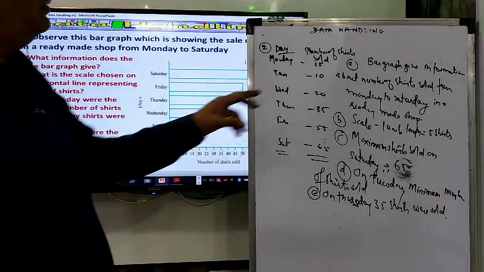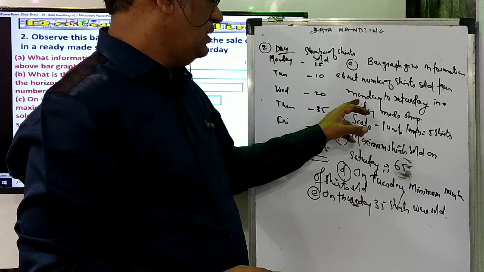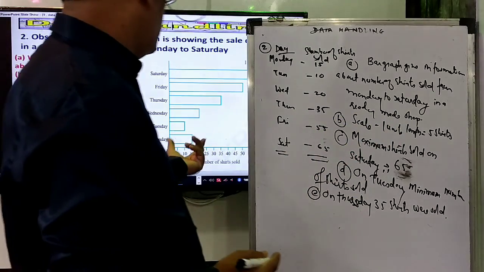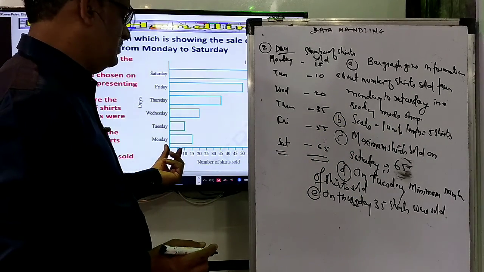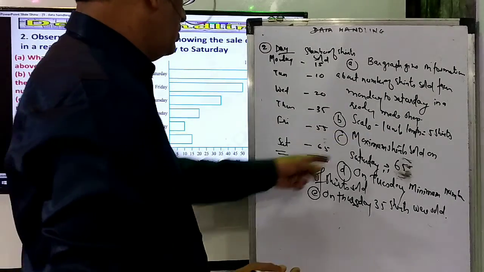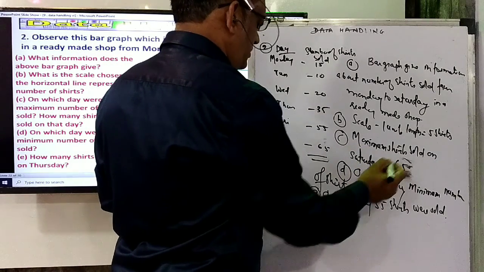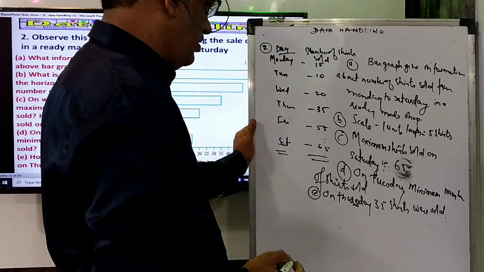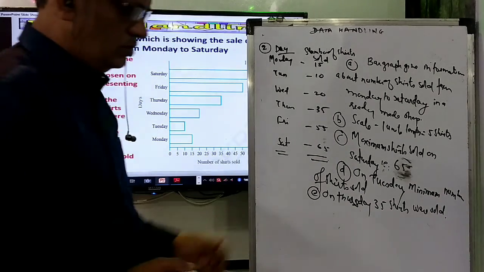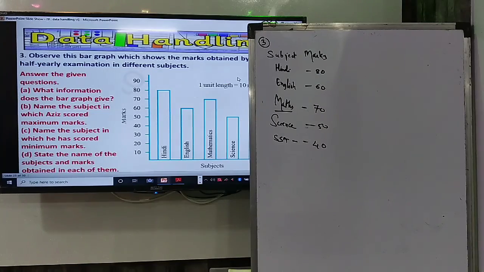What is the information given in the bar graph? The bar graph gives the information: number of shirts sold in the week from Monday to Saturday in the ready-made shop. Scale on the horizontal axis, 1 unit length represents 5 shirts sold. Maximum number of shirts sold on Saturday, that is 65. On Tuesday, minimum number of shirts sold, and on Thursday, 35 shirts were sold. This is question number 2.